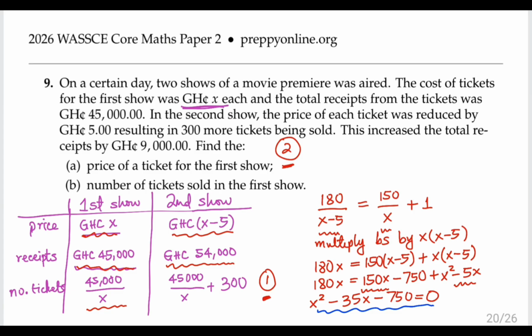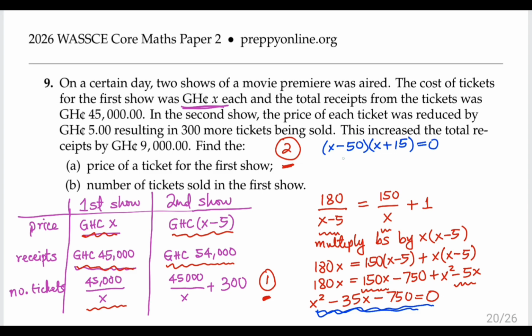Which numbers can we do? We can do 50 and 15. So 50 times 15 is 750. So we can do minus 50, so x minus 50, and x plus 15. So when you expand this, you're going to get this expression.